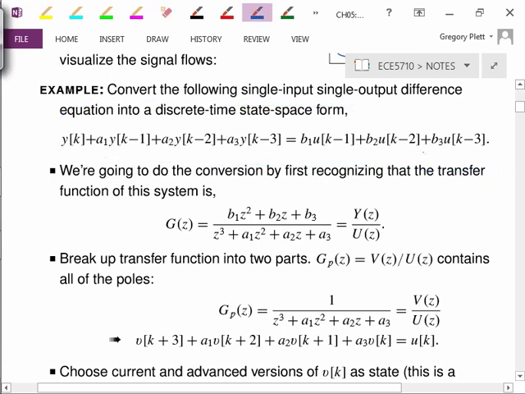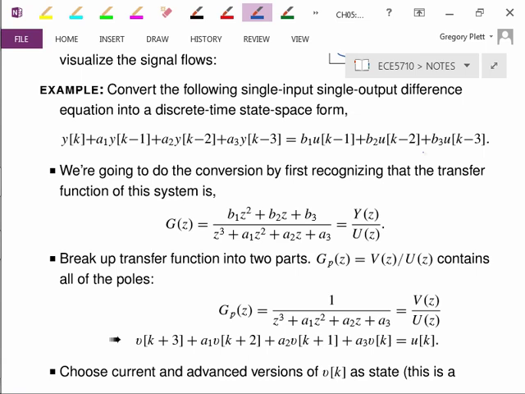We start out this example with a single input, single output difference equation that is fairly generic, except that in this case I've done a third order system. The highest or the longest delay is a delay of 3 in this model. It can be generalized very easily to higher orders. There's really no challenge to doing that except for the amount of space it takes up when you're writing things out, so I decided to cut it off at 3.